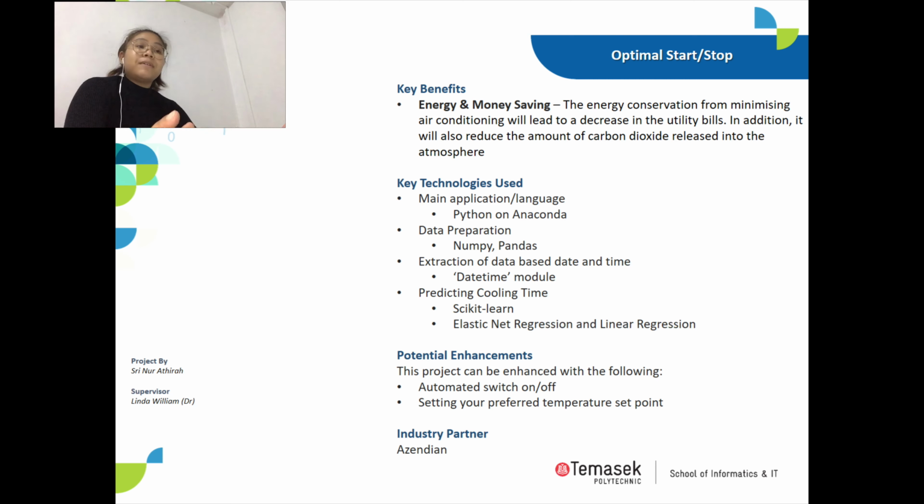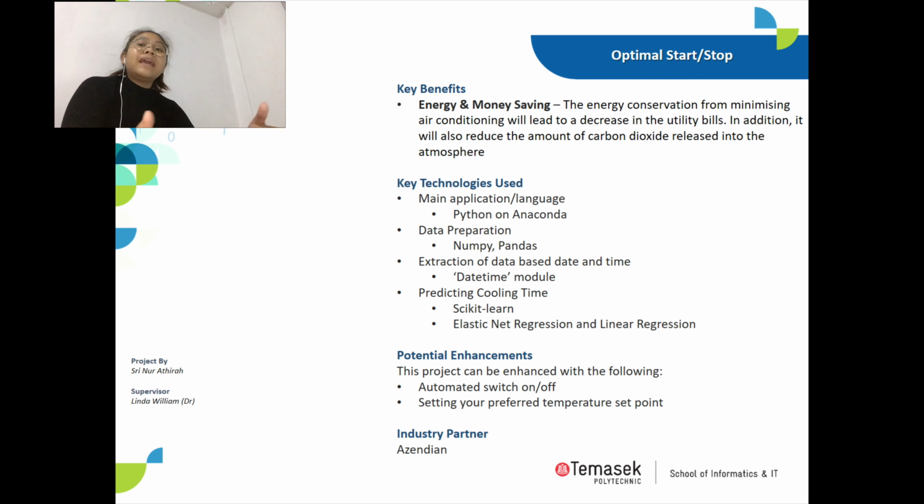Now, these are the key benefits of actually using this predictive model. It is energy and money saving. The energy conservation from minimizing air conditioning will lead to a direct decrease in the utility bills. In addition, it would also reduce the amount of carbon dioxide being released into the atmosphere.